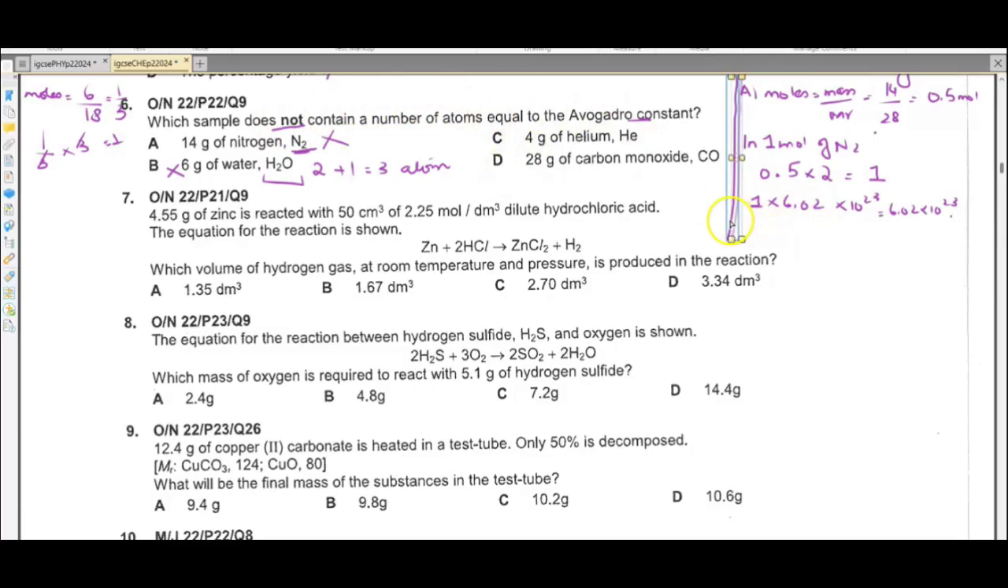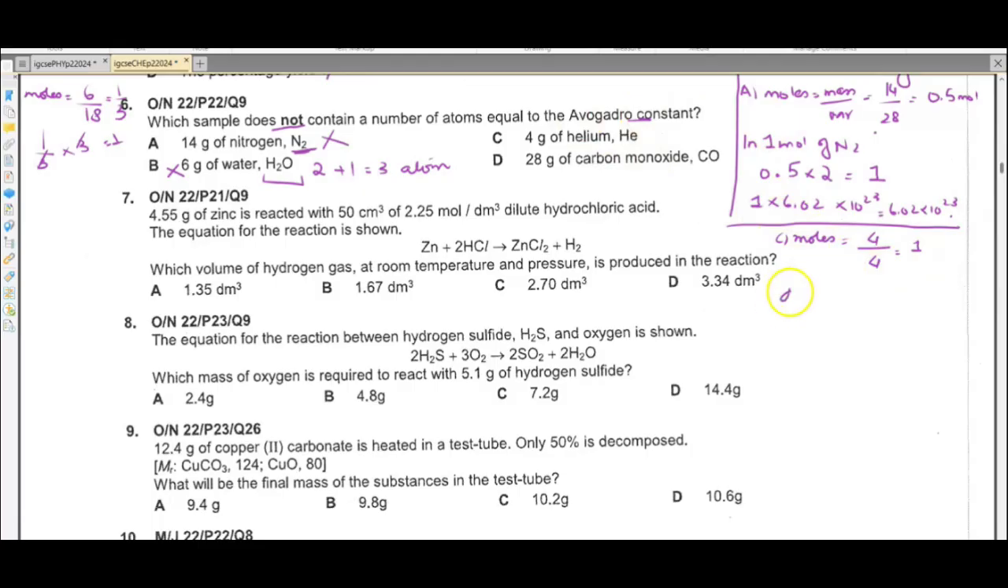Okay? So we are going to move towards our option C. Okay. Here we have 4 grams of helium. So the moles are going to be mass, which is 4 grams, and the Mr of helium is 4. So this again gives us 1. So the number of atoms in 4 grams of helium would be equal to the Avogadro's constant again.